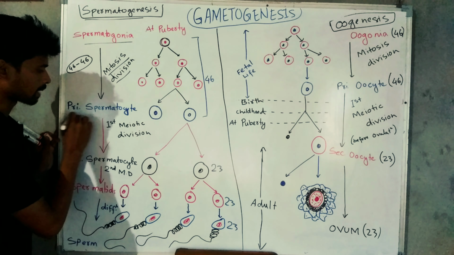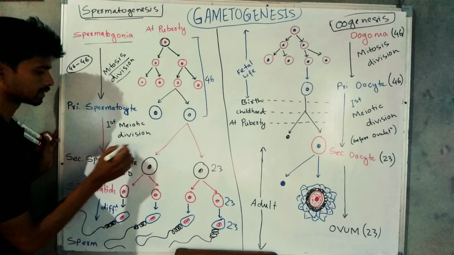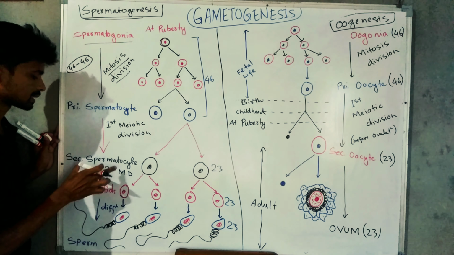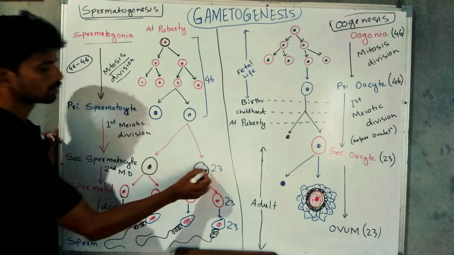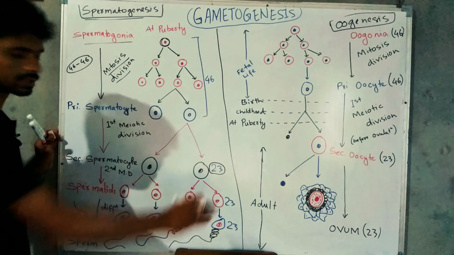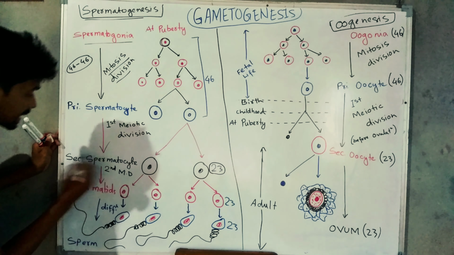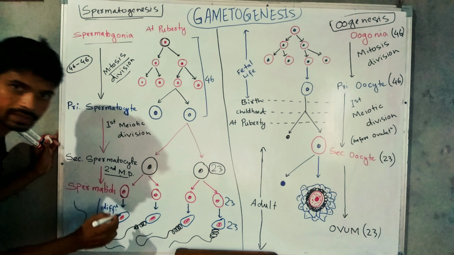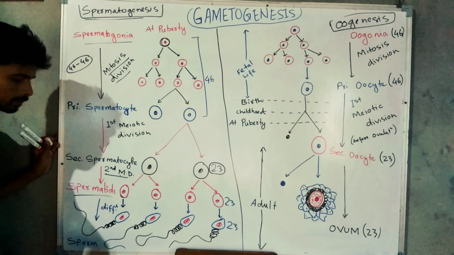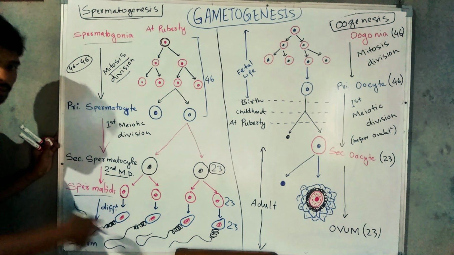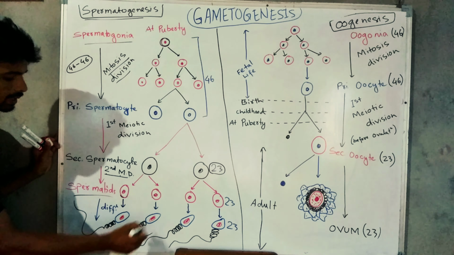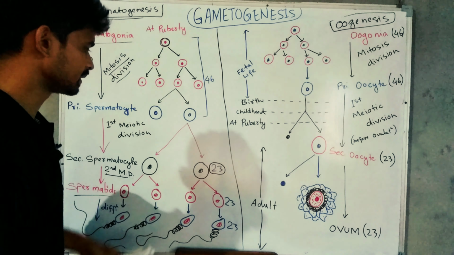Then after the primary spermatocyte, there is the first meiotic division, and the secondary spermatocyte is produced, which carries 23 chromosomes, not 46. Then after the second meiotic division, spermatids are produced, which also have 23 chromosomes. Then after differentiation or maturation, these spermatids transform into sperm cells. So this is very easy.